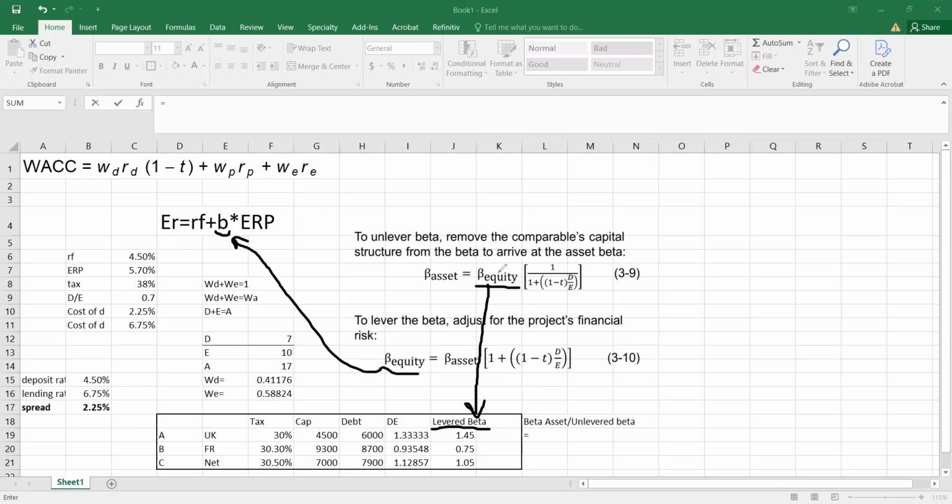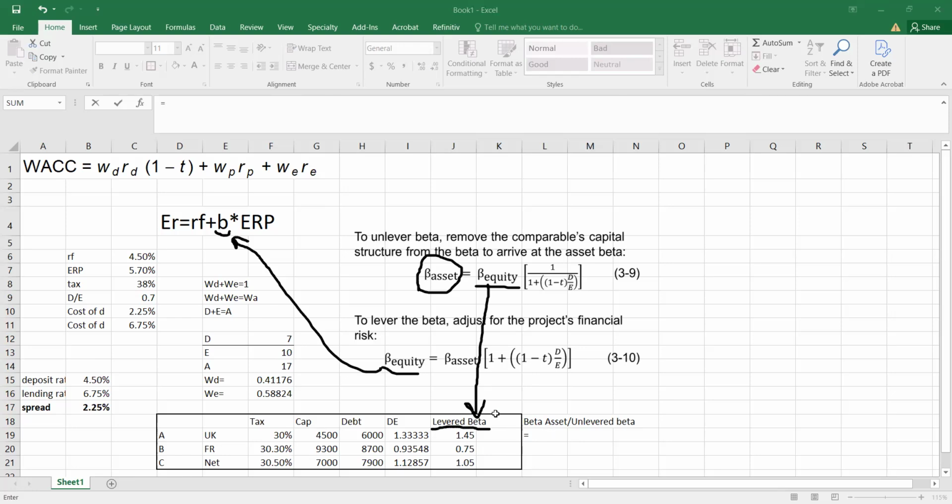So beta equity is here and levered beta is here. Please, guys, if there's something that you cannot understand, stop me. I will explain it. So the beta equity is given, and we are finding the beta asset. We are finding this for publicly available companies. So how to do that? Using this formula. So let's do it.